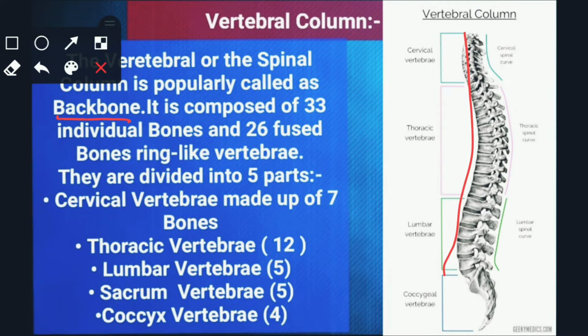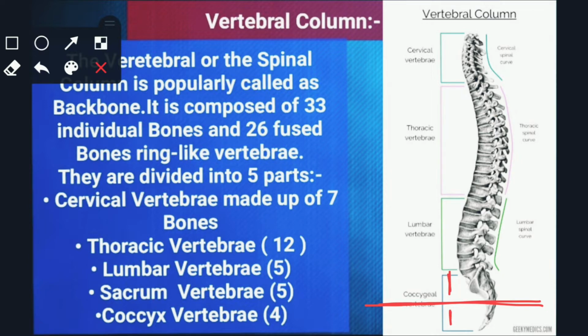Now it is composed of a total of 33 bones. These bones are 33 in number, but some of the bones are fused together, like this sacrum part and this coccyx part. These bones are fused together.